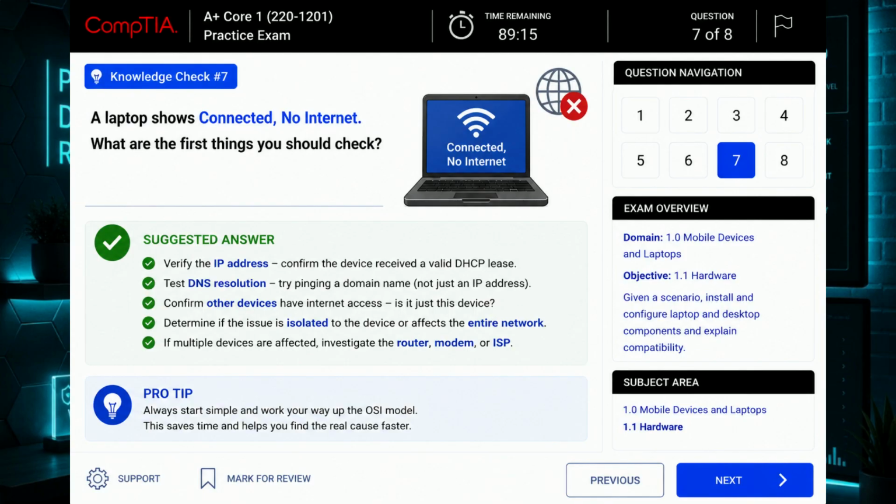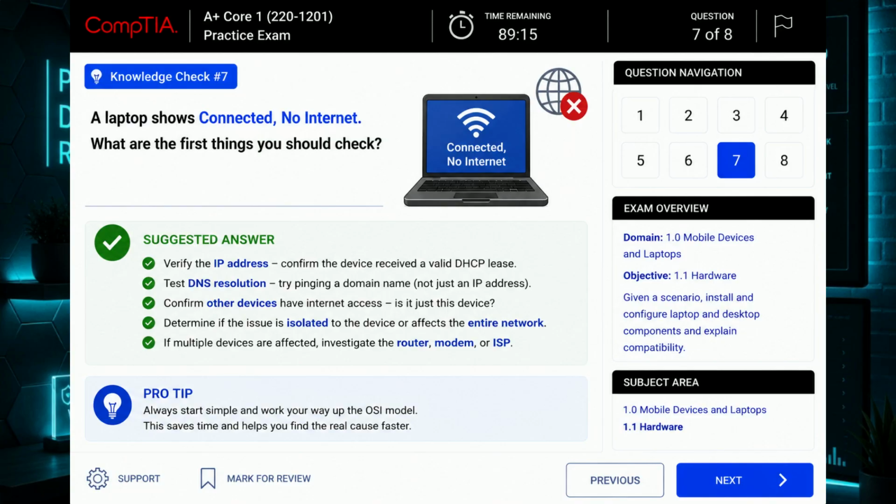There are multiple answers to this question because it is just a basic troubleshooting problem, but you would start by verifying the IP address, ensure the device received a valid DHCP lease, test DNS resolution, confirm other devices have internet access, and determine whether the issue is isolated to the device or it affects the entire network.